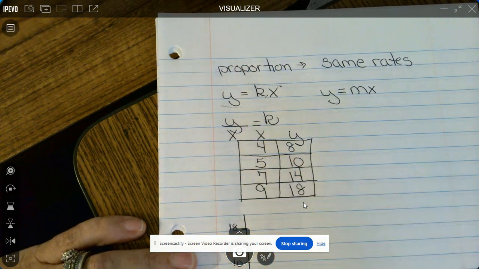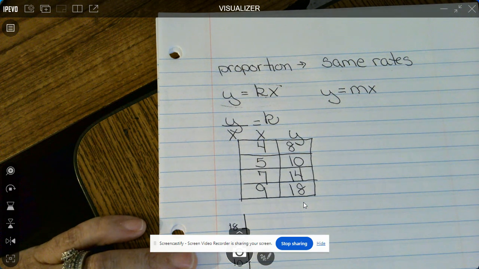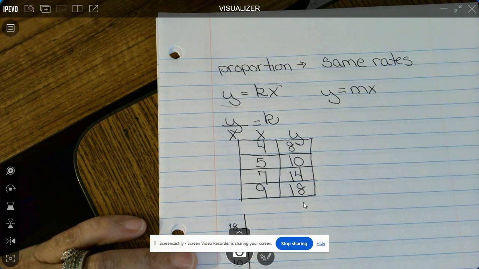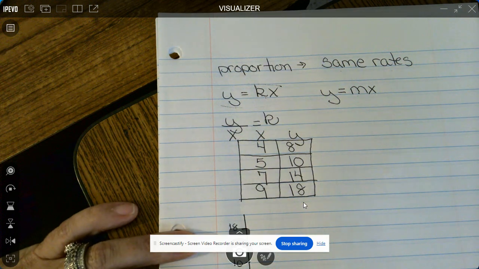All right. So raise your hand if you feel like this is proportional. Raise your hand if you think it's not proportional. Show me in your fingers. All right, so let's figure out if it's proportional.